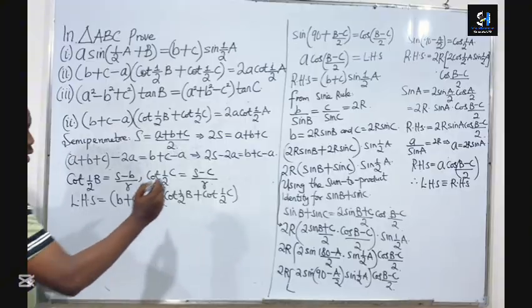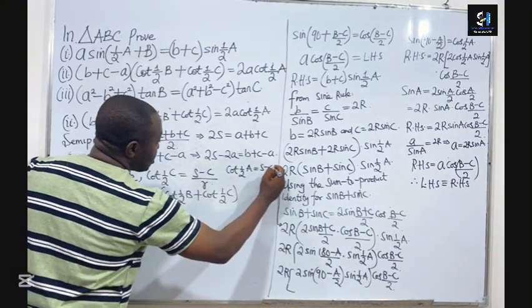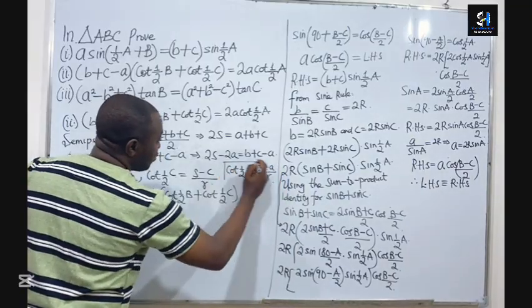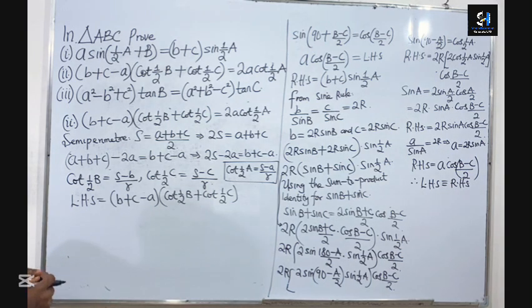Now let's note this. Cot 1/2 of A will be (S minus A) over R, which is the inradius formula for the half angle formula for cotangent.